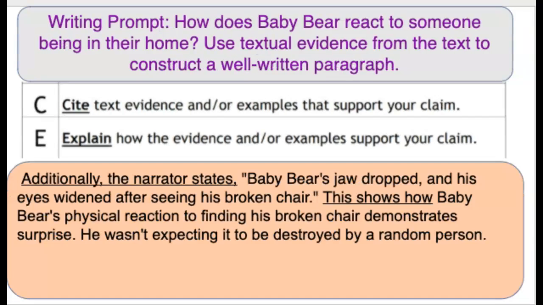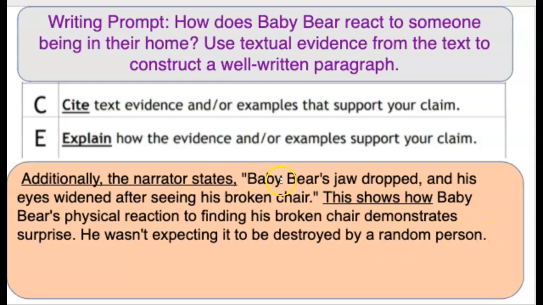So this student knows they might need more than one piece of evidence, so they found another piece. Let's see how they cite and explain their second piece of evidence. Additionally, the narrator states, "Baby Bear's jaw dropped and his eyes widened after seeing his broken chair." This shows how Baby Bear's physical reaction to finding his broken chair demonstrates surprise. He wasn't expecting it to be destroyed by a random person.